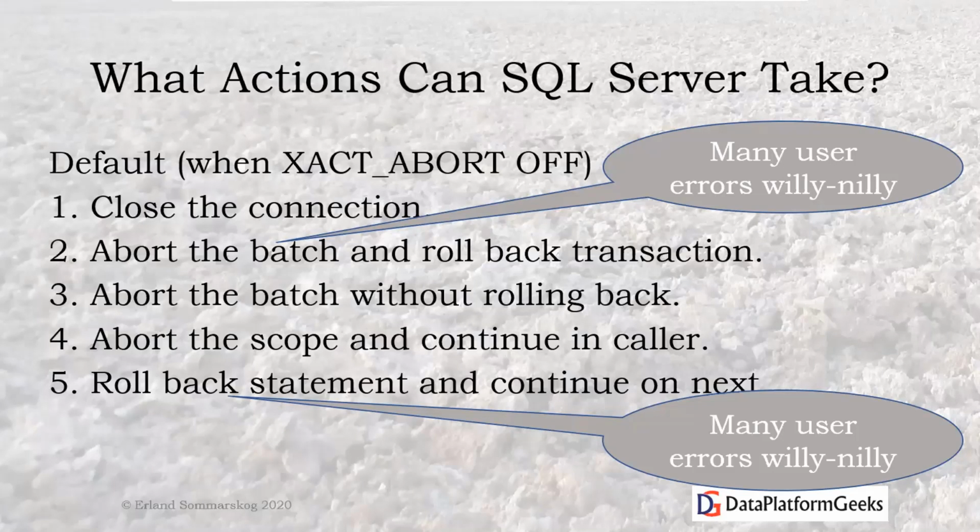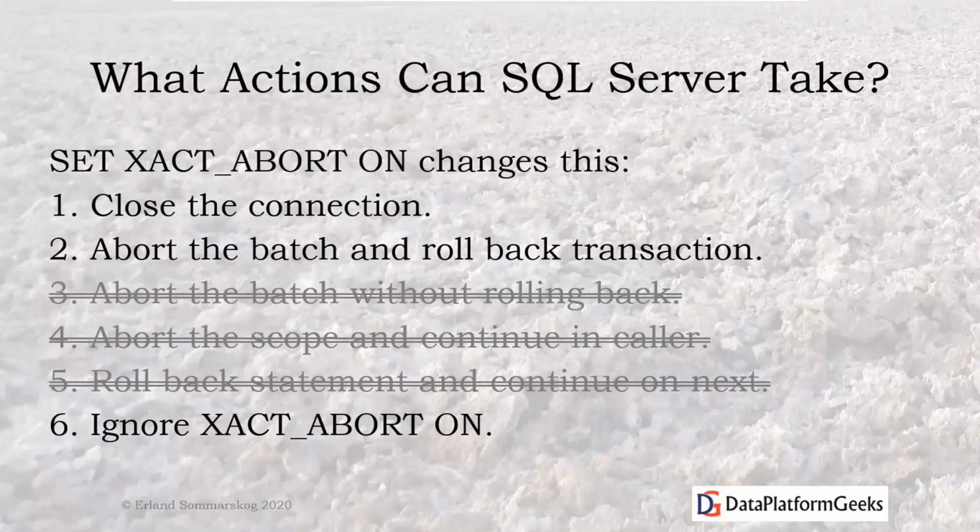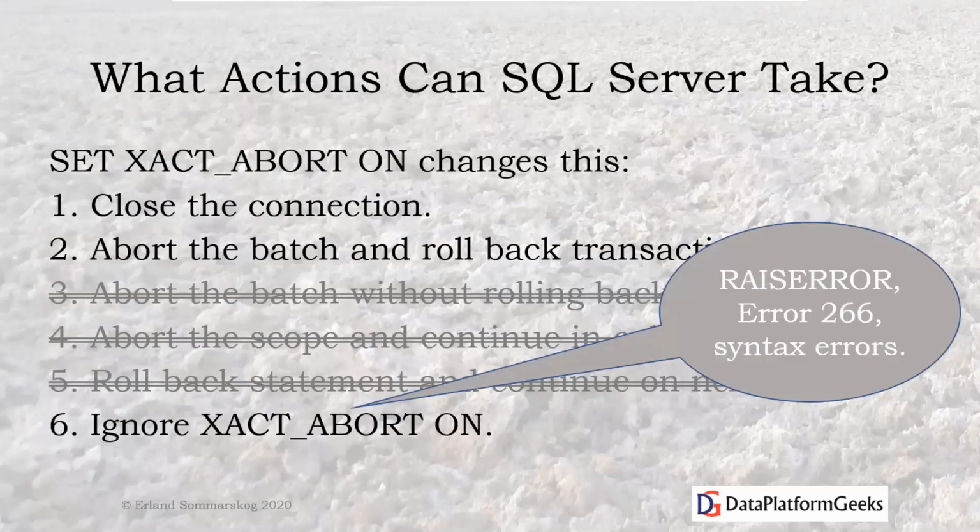Now, the good news is if you turn on XACT_ABORT ON, things get a little easier because now groups 3, 4, and 5 disappear. We still have the errors that close the connection because they are not ours. But then we have aborting the batch and rolling back the transaction. Unfortunately, we have this group that ignores XACT_ABORT ON. It's a fairly small group. The RAISERROR statement is one of them. This error 266, transaction count mismatch, is also one of them.